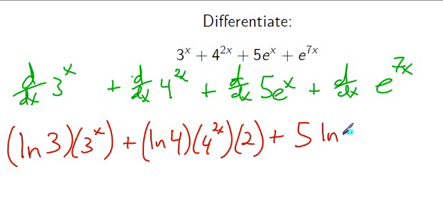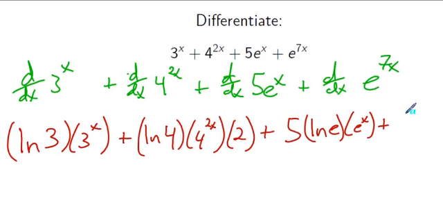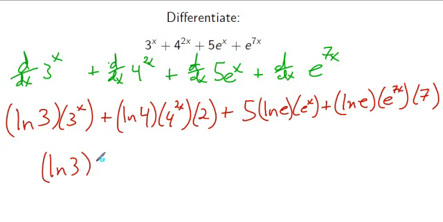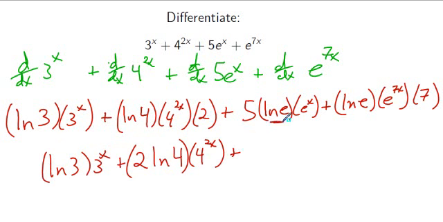For e to the x, I'll do the long way first. It's going to be ln of e times e to the x, and we'll equate that in a second. And then here I'm going to end up with ln of e again times e to the 7x, and then I have to take the derivative of what's up top, which ends up being just 7. So after I equate this all out, I have ln of 3 times 3 to the x, and here I'm going to move this 2 out in front, so I have 2 ln of 4 times 4 to the 2x, and this piece right here ends up being 1, so I'm just left with 5e to the x. And over here this also equals 1, but I can bring that 7 out in front, so I'm left with 7e to the 7x. And this is going to be my answer.